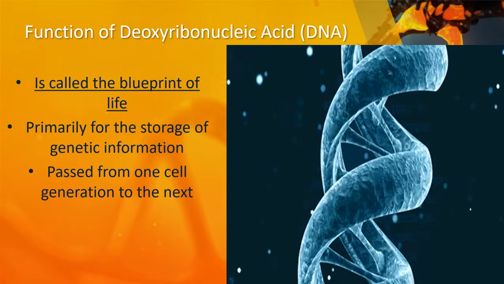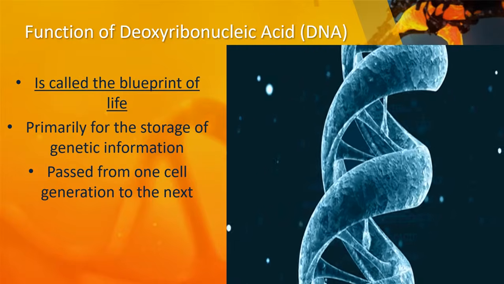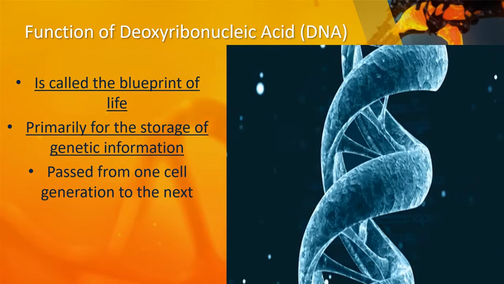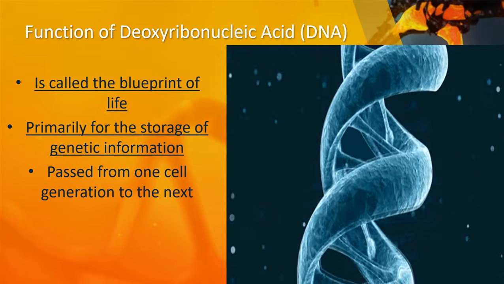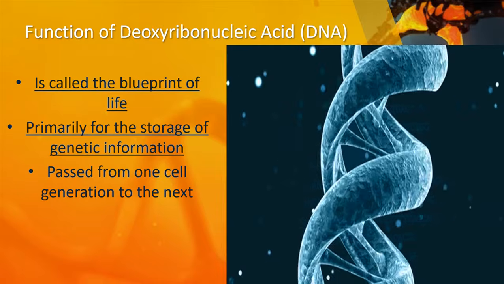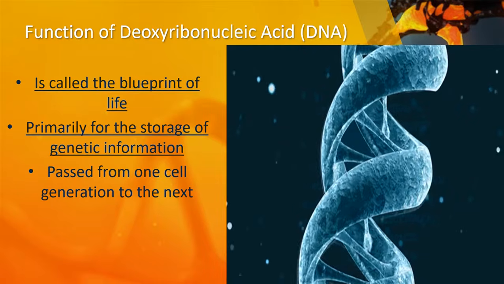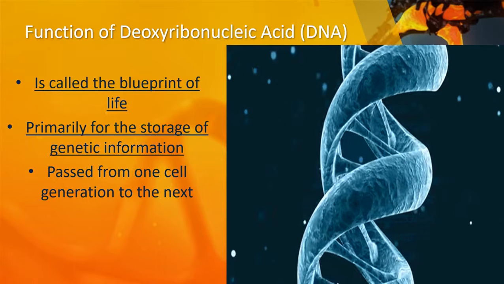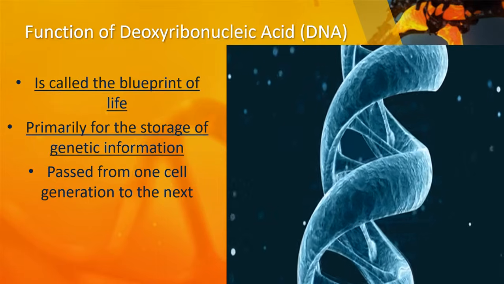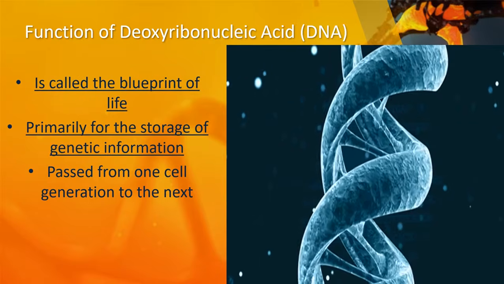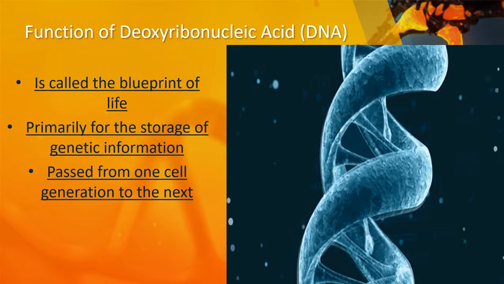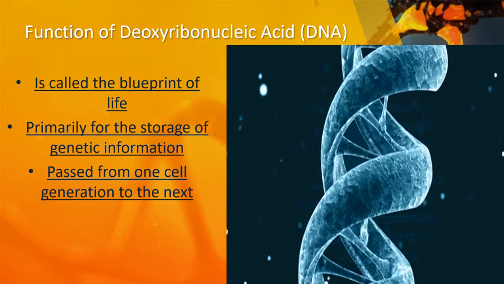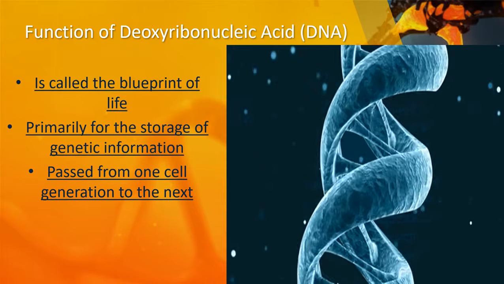All things that happen in your entire body are directed by the DNA, primarily for the storage of genetic information. It contains instructions needed for an organism to grow, develop, survive, and reproduce. At kung paano at kailan gagawa ng proteins. It is passed from one cell generation to the next. Parents pass on traits or characteristics to their child.